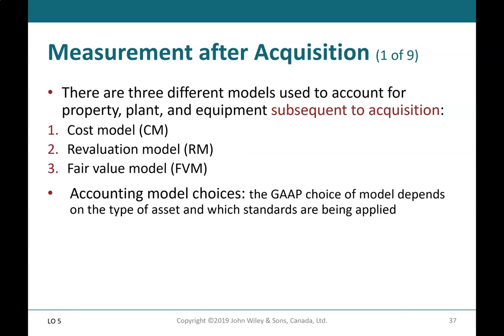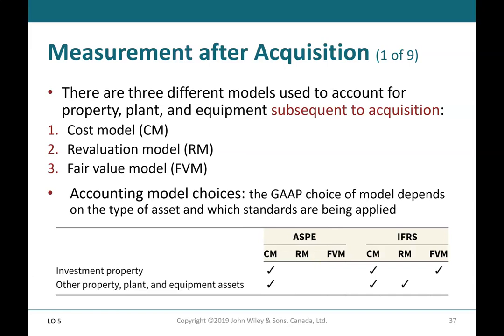Accounting model choices. The GAAP choice of model depends on the type of asset and which standards are being applied. Under ASPE, if you have an investment property or other property, plant, and equipment assets, you use the cost model. Under IFRS, if you have an investment property, you can use the cost model or the fair value model. And for other property, plant, and equipment assets, you can use the cost model or the revaluation model.